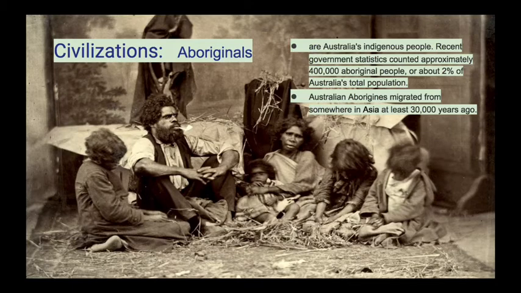For civilizations, the Aboriginals are Australia's indigenous people. Recent government statistics counted approximately 400,000 Aboriginal people, or about 2% of Australia's total population. Australian Aborigines migrated from somewhere in Asia at least 30,000 years ago. They don't know where exactly they migrated from, but they know it's from Asia.